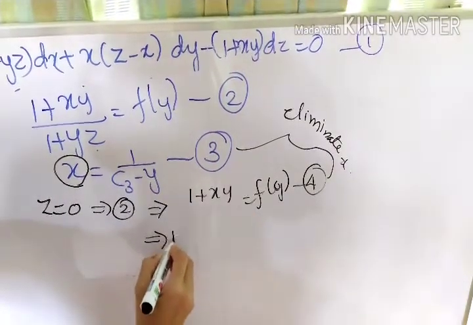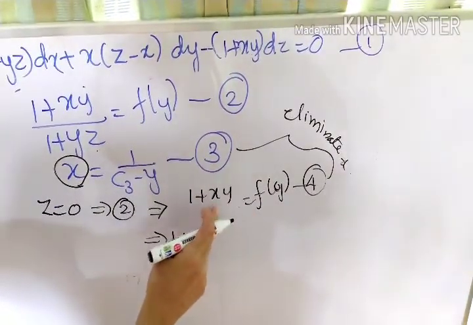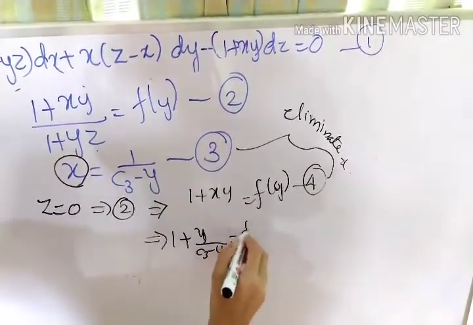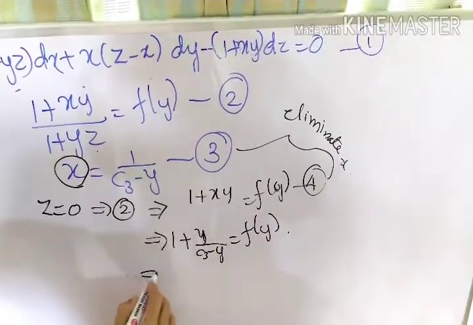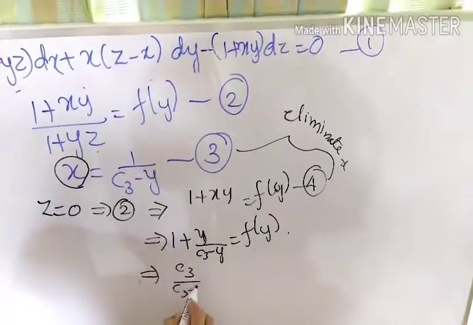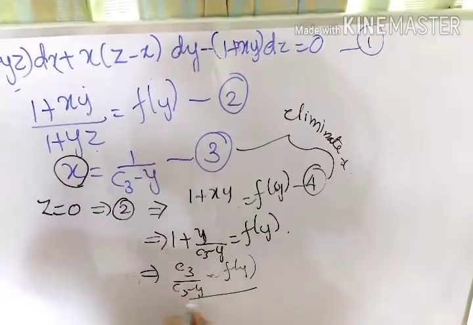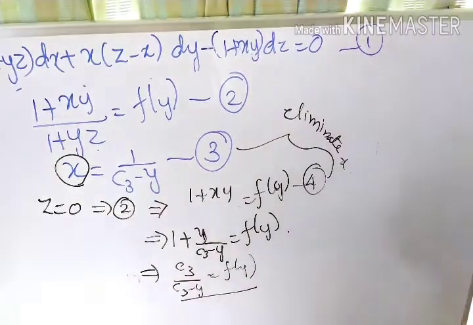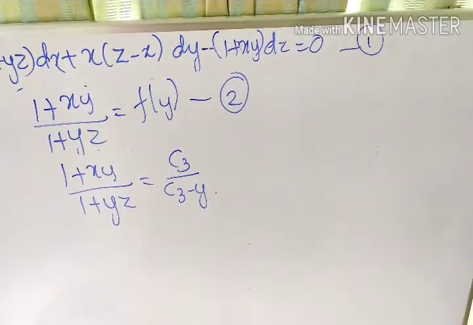Now from there I am substituting for x. I am eliminating x from this equation. So that will be y by c3 minus y is equal to f of y. If you take the LCM and do the math, you will get c3 by c3 minus y is equal to f of y. Now I am having a value for f of y, which I am going to substitute in equation number 2 to get the final answer. Substituting in equation number 2, we'll have 1 plus xy by 1 plus yz is equal to c3 by c3 minus y.